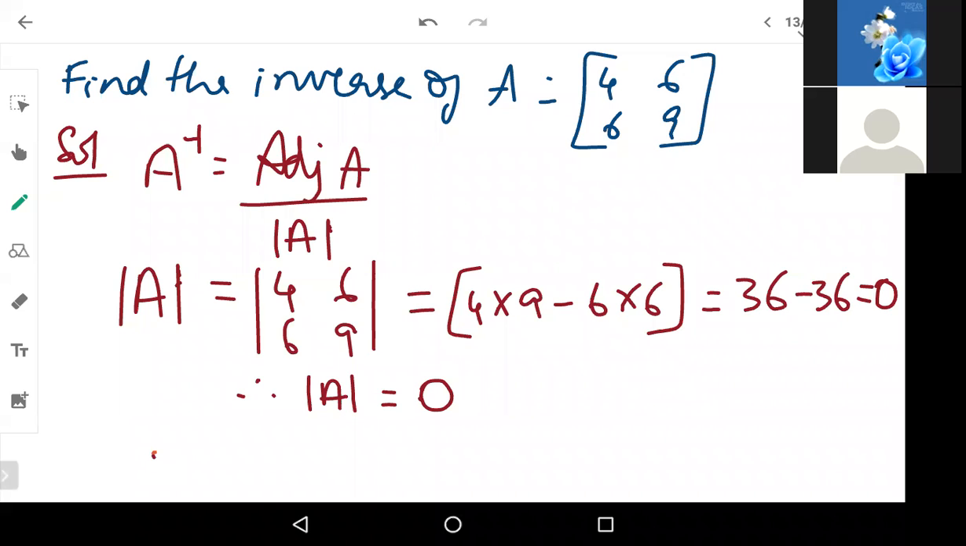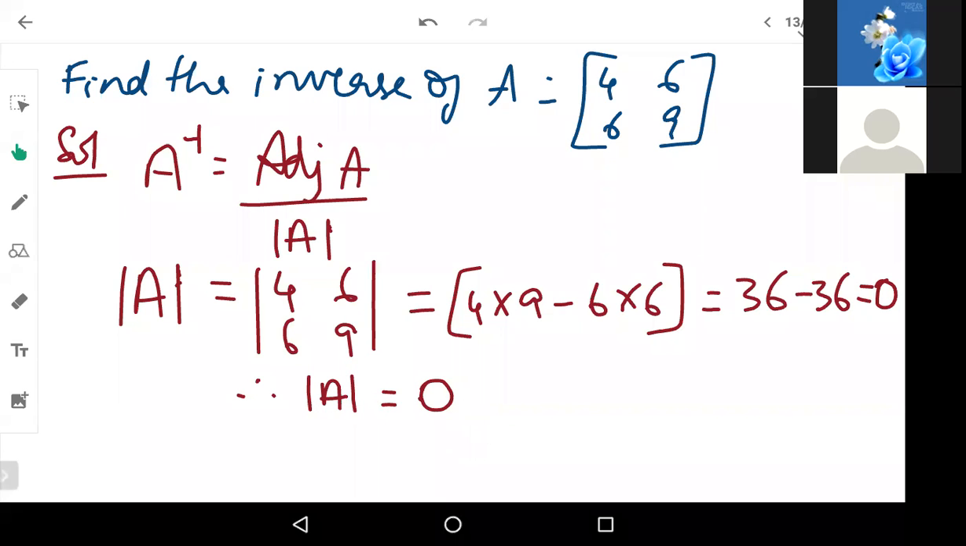Any more answers? Now what is this type of a matrix called? Sorry, when determinant A is equal to 0, what is it called? Very good, Bhavya. It is a singular matrix. Non-singular means whenever you get a nonzero value. Previously we got 11, right? So that is non-singular. When it is a singular matrix, the determinant will be equal to 0.